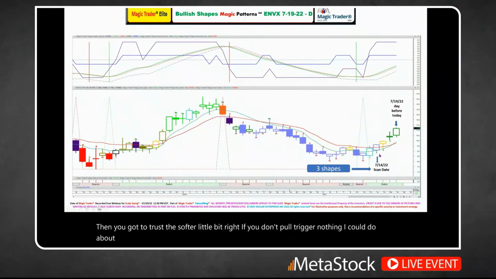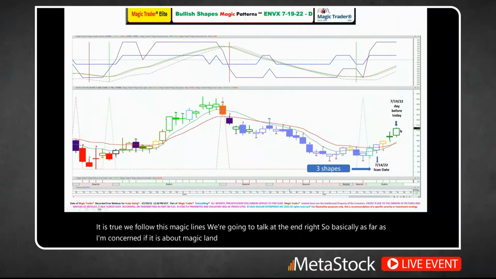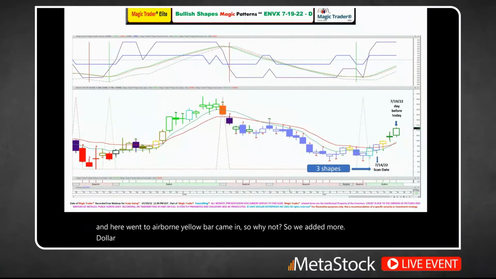Now, it is true we follow these magic lines. We're going to talk about that at the end, right? So basically, as far as I'm concerned, if it is above the magic line, I'm safe. We're good to go, and results are obvious. And here, we went to add more. Yellow bar came in. So why not? So we added more dollar value, right? We bought more shares, and results are obvious.